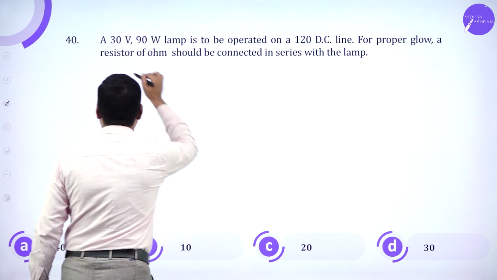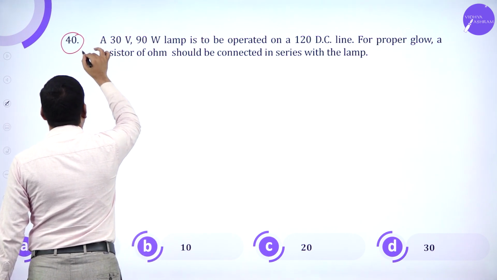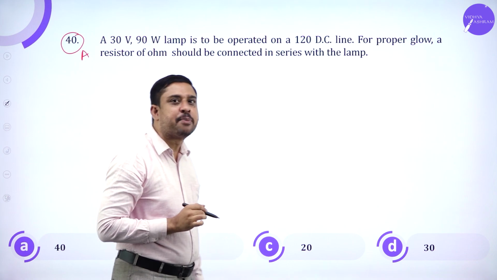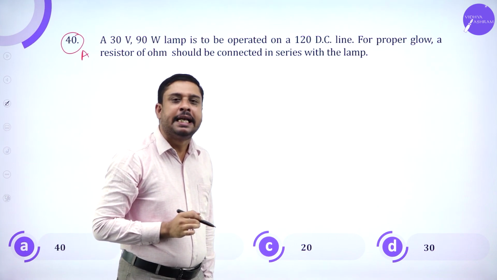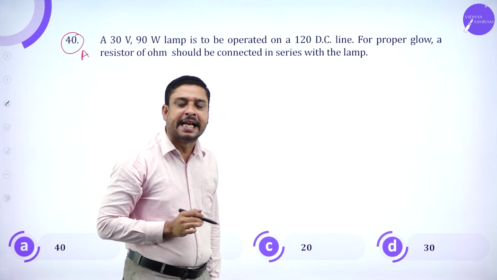This is an assignment problem. Again, 2013 paper, it is worked out. Refer to that, you will get the answer.